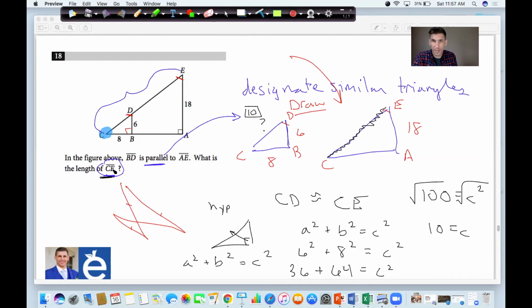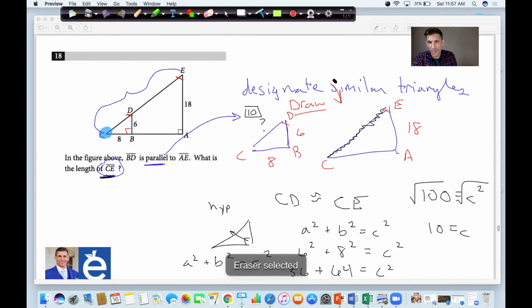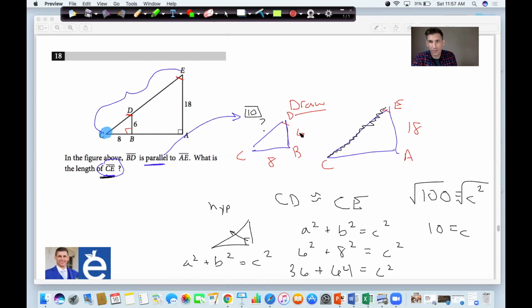No, I'm not. And the reason I know that I'm not done is because I'm trying to solve for the side CE, not CD. CD equals 10. But here's the other thing. In order to relate similar triangles, what you want to determine is called the scale factor, okay? So the scale factor is looking at one side of the triangle and figuring out how it relates to the other triangle, right? So 6 and 18 are related if you were to multiply 6 by 3.